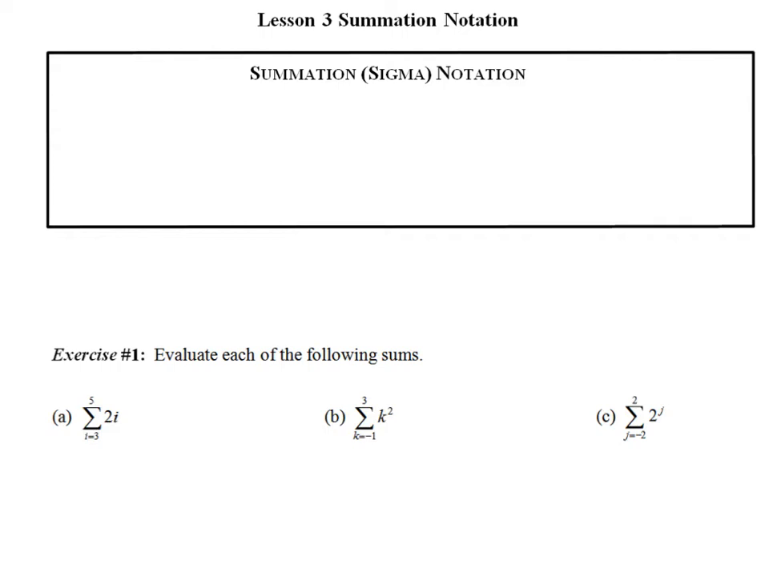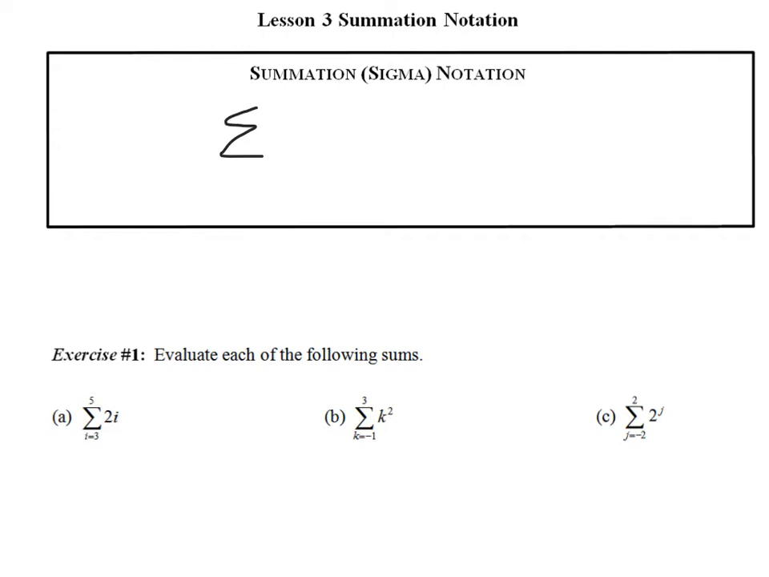Today in lesson number 3, we're going to take a look at a new notation called summation notation. We're going to be using a Greek letter of the alphabet. In fact, it's the 18th letter of the Greek alphabet, and it's called sigma. So that sigma symbol looks like this. It looks kind of like an E with pointed sides on the left.